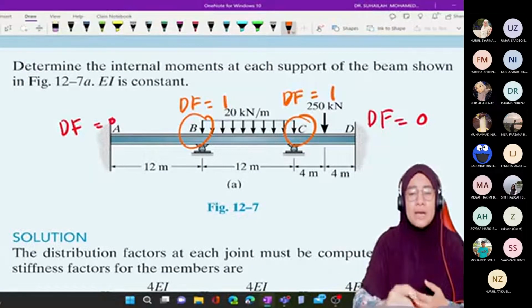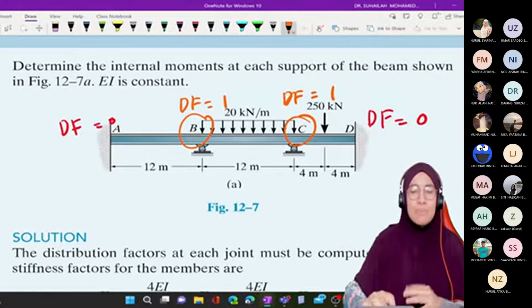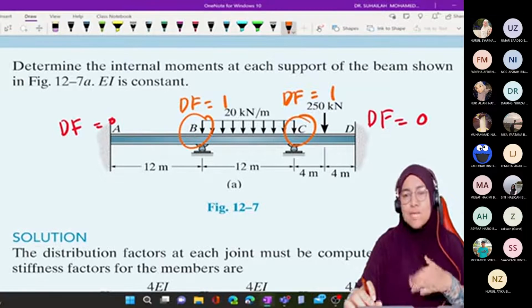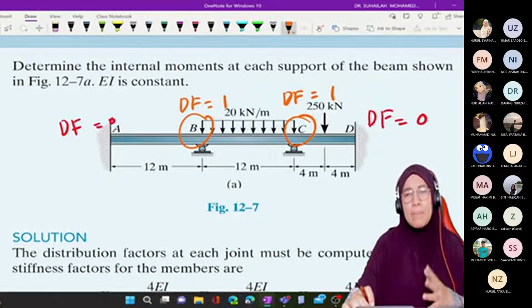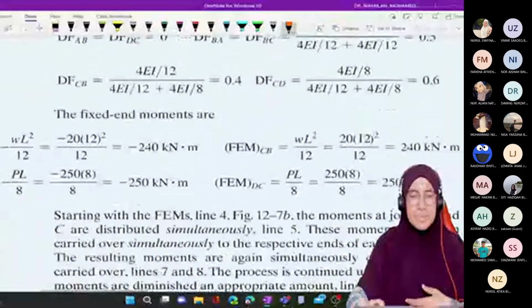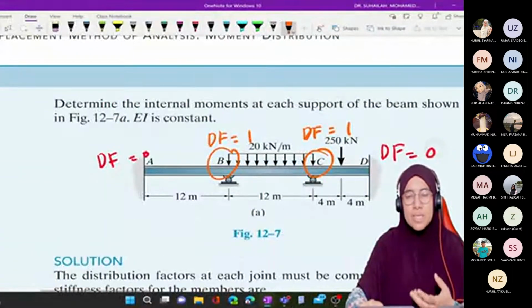B is a combination of BA and BC. Same goes to C, a combination of CB and CD. So the number of member end moments in this case is 6, so we also have 6 distribution factors. Okay, so this is the basic question without support settlement.